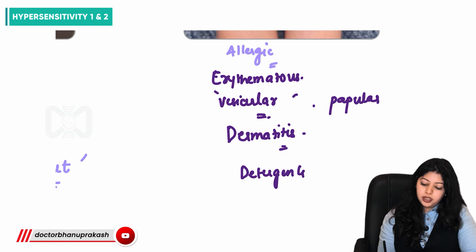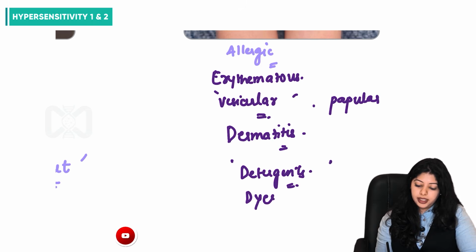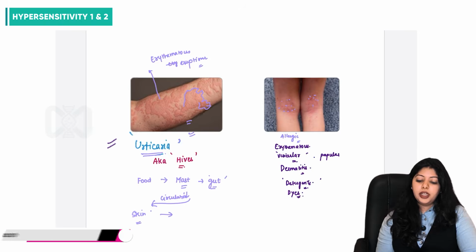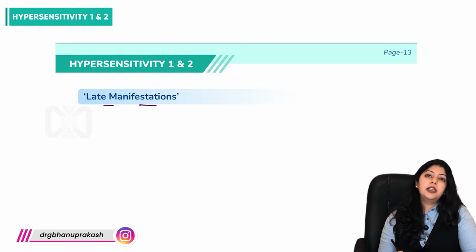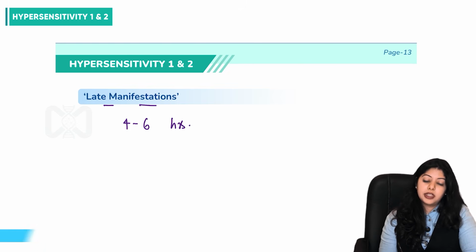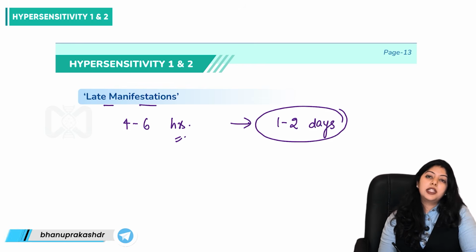So these patients are sensitive to certain articles: detergents, dyes, hair dyes, soaps, etc. So this is allergic dermatitis, which is the local manifestation of a type 1 reaction. And then come the late manifestations. Late manifestations, as we already discussed, take around 4 to 6 hours to develop, and they are present for 1 to 2 days, and after 1 to 2 days they subside.